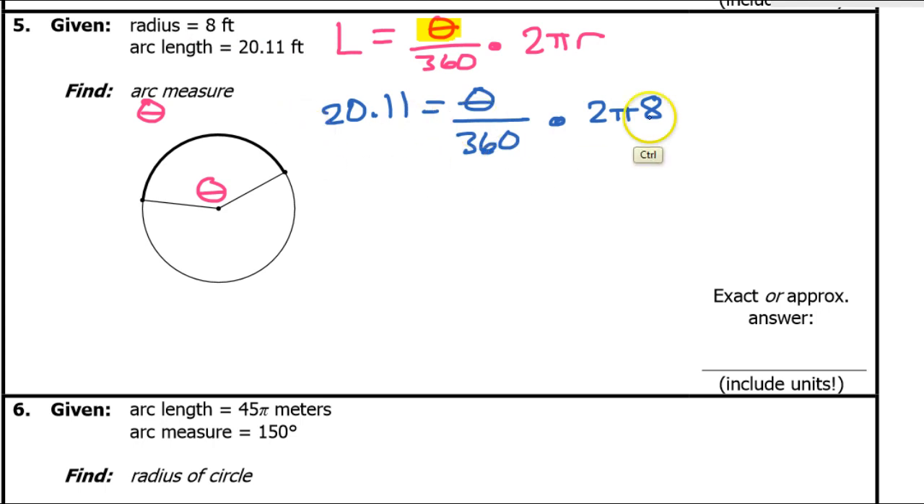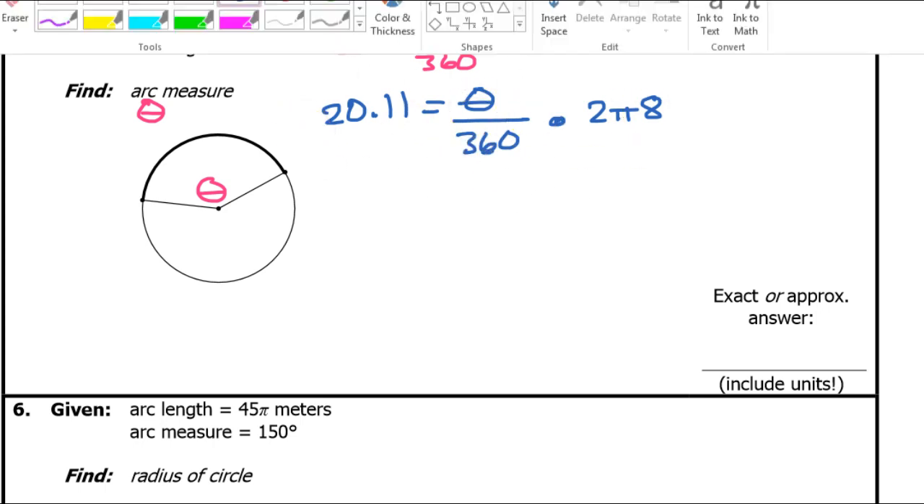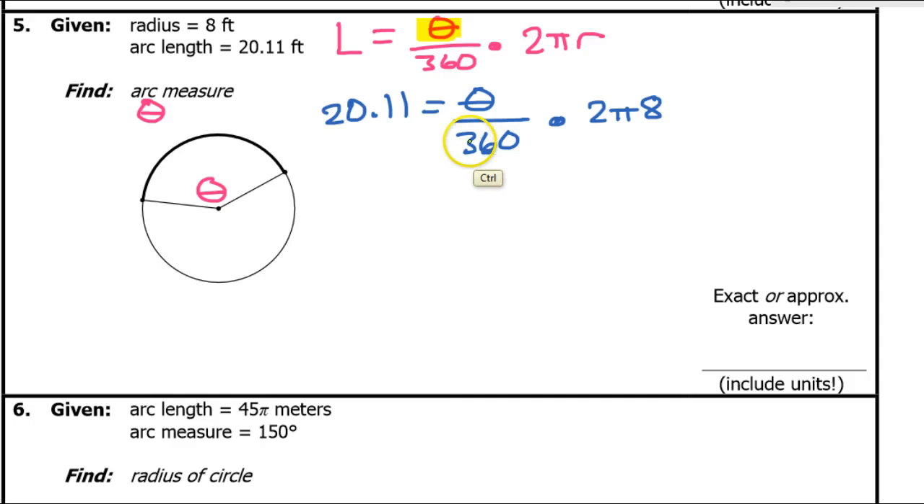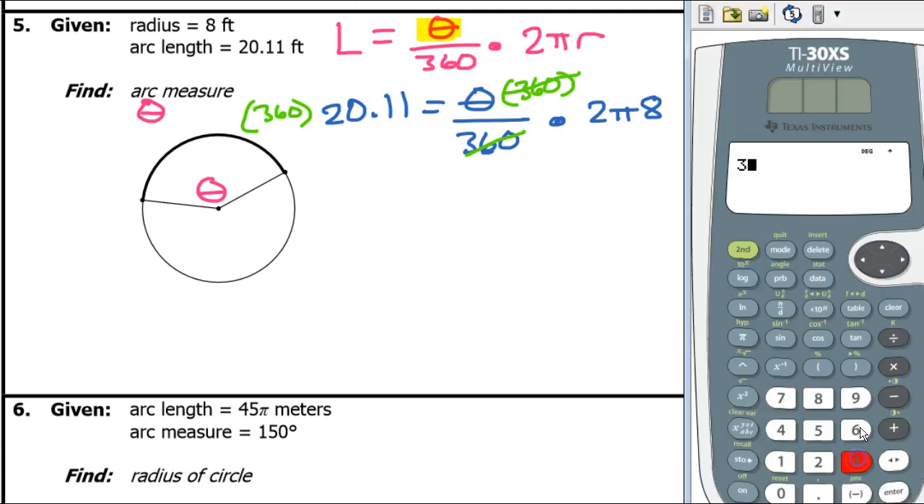So I just need to solve this for theta. So the way I'm going to do that, first I want to get rid of this denominator. So I'm going to multiply it by 360 on both sides of the equation. All right, that way this 360 and this 360 will cancel each other out. Now I need to see what is 360 times 20.11. Okay, that's 7,239.6.